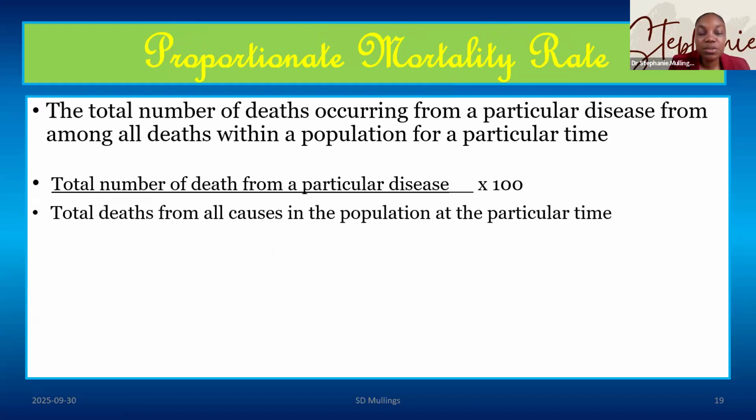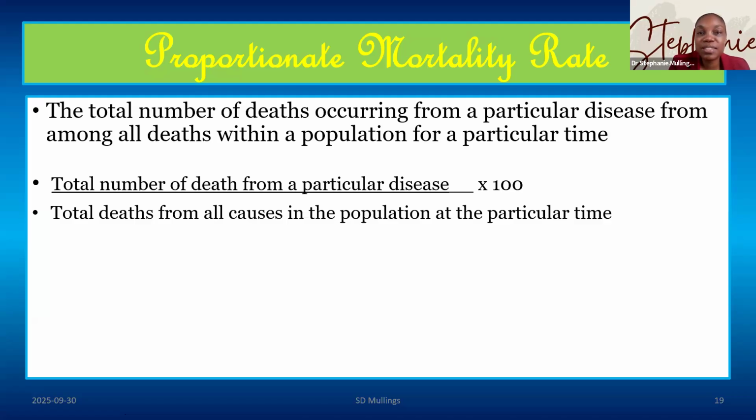Proportionate mortality rate also represented as a percentage. We're looking here now at the total number of persons who died from a particular illness or disease per the total number of persons who died in the population. So yes, we can look at breast cancer.